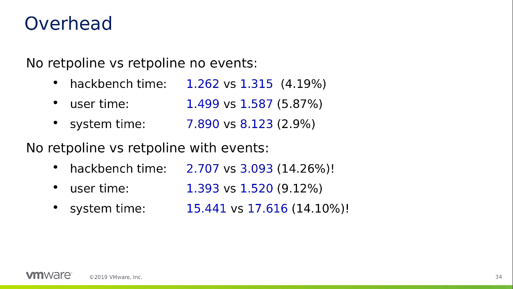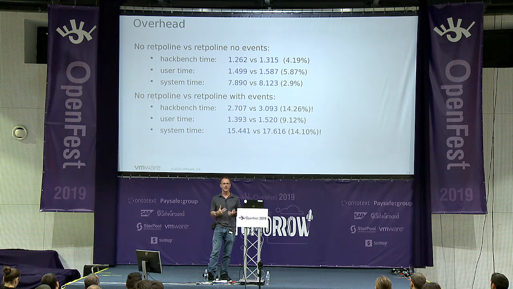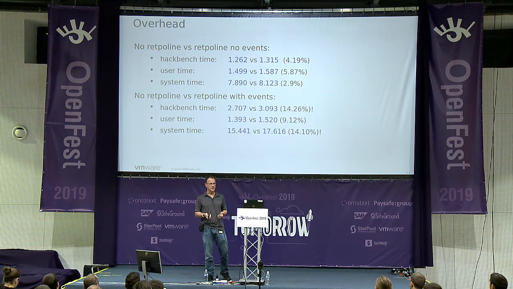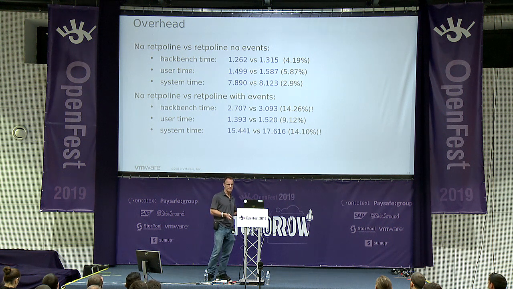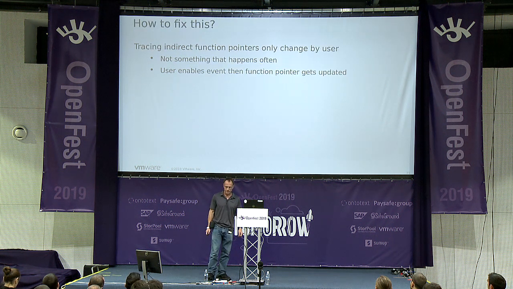Hackbench is just this little CPU stress test. It's not anything big. But when I ran this, it caused a 4% overhead running retpolines. When I turned on events, it caused a 14% overhead. That's 10% more than what I would expect. So how can I fix this? I need to get rid of the indirect function calls or indirect pointers.